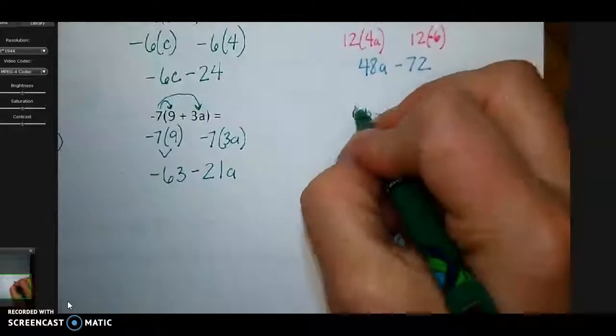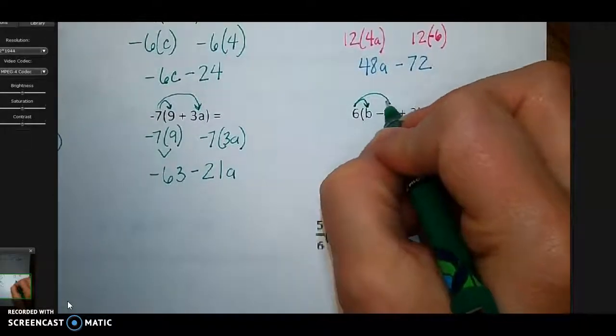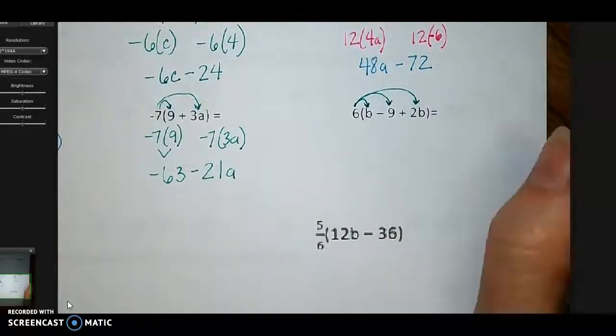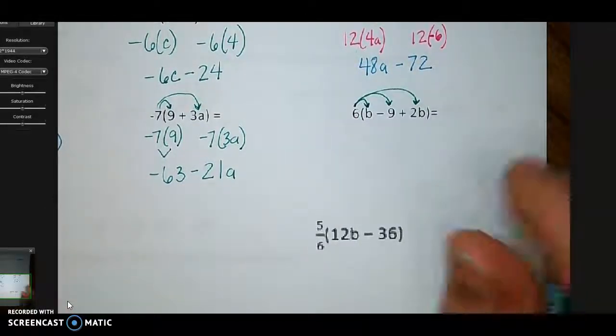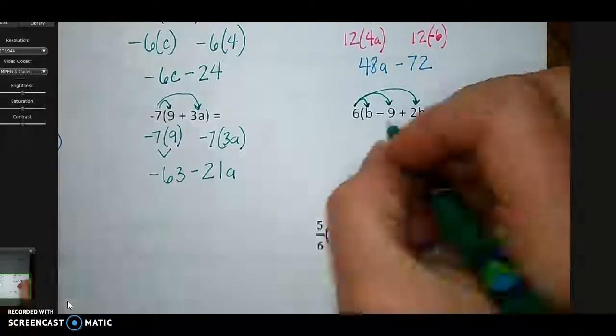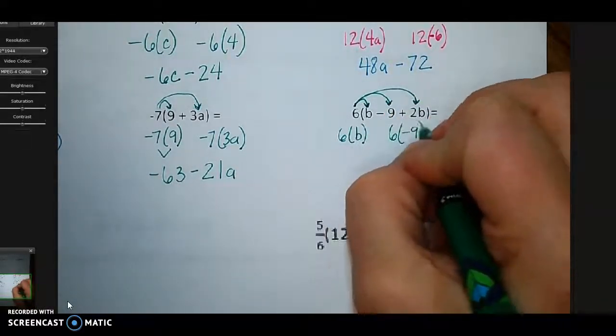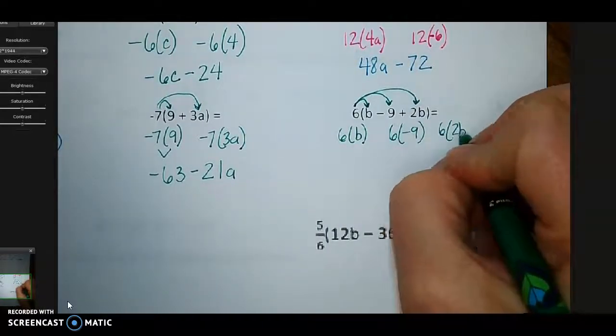This next one I could do two different ways. I could think of this and go, oh my gosh, there's 3 things. Well, guess what? It doesn't matter how many terms there are. There could be 18 terms. You would need to distribute to all 18 terms. So I need to do here 6 times b, 6 times negative 9, and 6 times 2b.